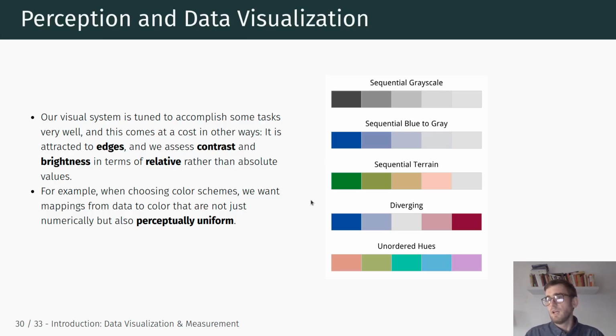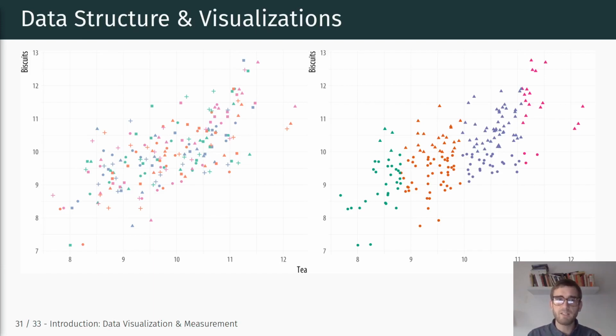Okay. When thinking about colors to group, for example, data points in scatter plots, we also have to keep in mind that there's a relationship between the underlying data structure and the suitability of certain visualizations, right? And here are two different scatter plots with different groupings according to color and shape. Okay, and the key point here is that a color grouping, for example, to distinguish different observations, doesn't always work depending on the underlying data structure, right?